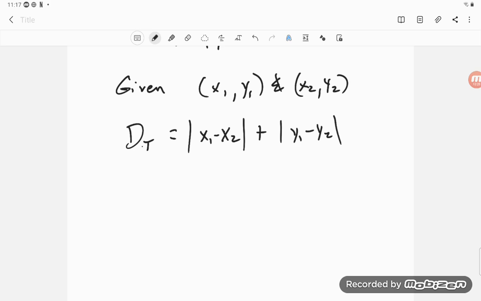Technically, if I switch the x1 and x2 in this first one, but don't switch the y1 and y2, I'll still get the correct answer. But you want to get in practice of keeping all that stuff straight, keeping which point is which and keeping it in that order. Okay, so there is calculating our taxicab or grid distance from a couple of points.